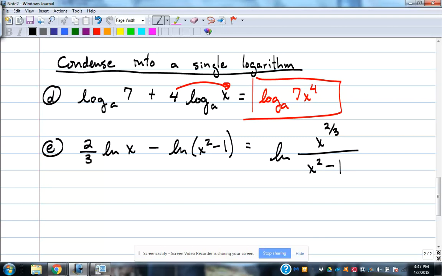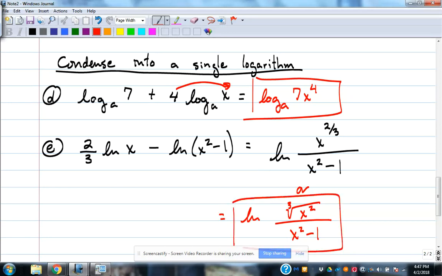Now, this is one way to write it. Technically, that's correct. But what's another way to write x to the 2/3? Cube root of x squared over x squared minus 1. Both of these are correct. Understand that they may or may not go this far. It's possible though. Whatever the denominator is in your fractional exponent, that's the root that you're taking. The numerator is the exponent on what's left inside. Very simple to turn into that.